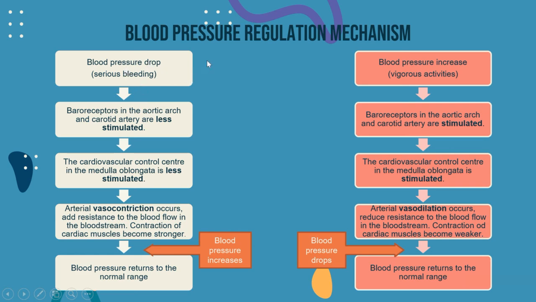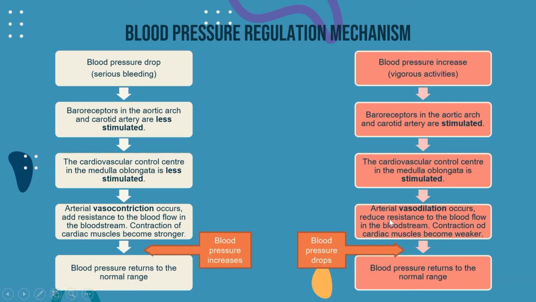Okay. So we go to the homeostasis process that occurs when our blood pressure increases, especially during vigorous activities. So during vigorous activities, our blood pressure increases. It will be detected by the baroreceptors in the aortic arch and carotid artery. So these baroreceptors are stimulated, and the cardiovascular control center in the medulla oblongata is stimulated, right?